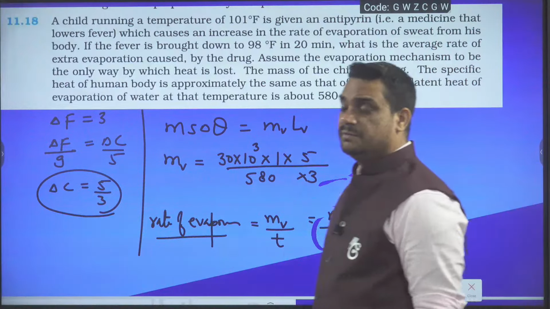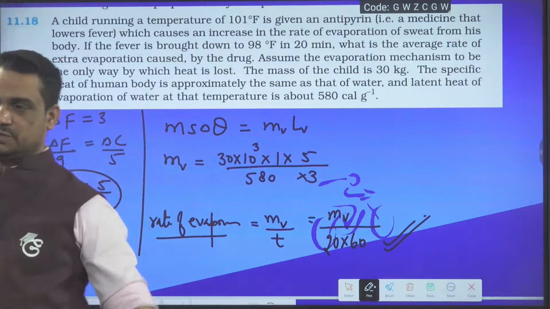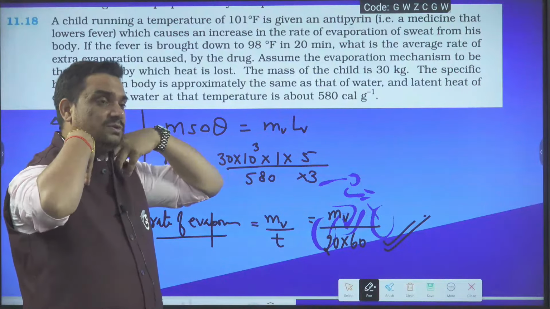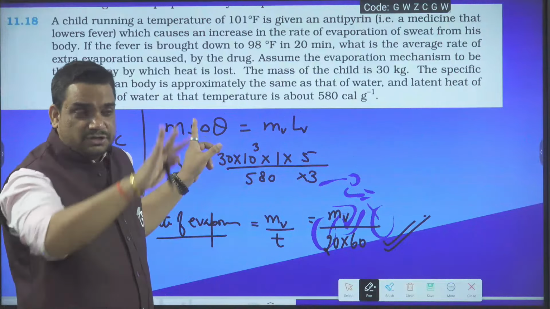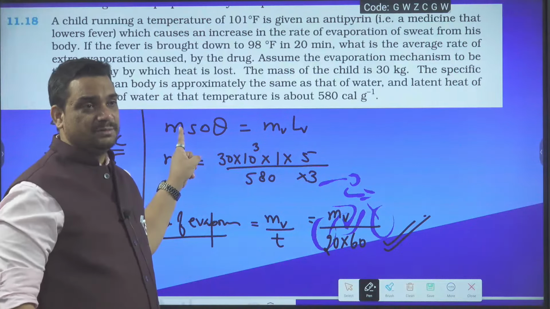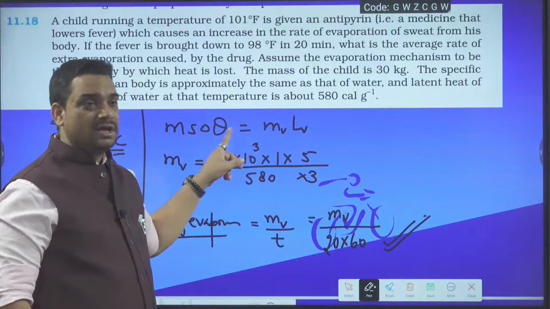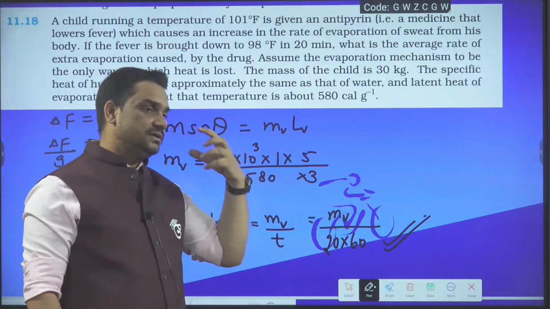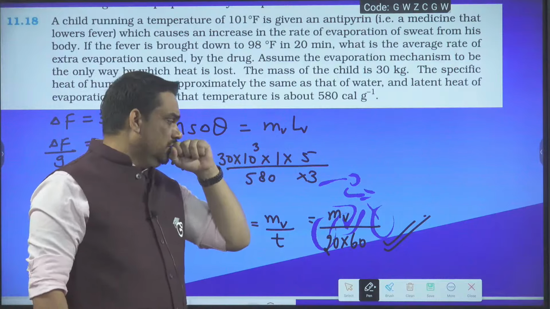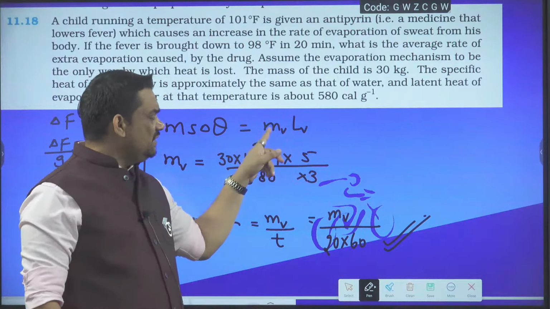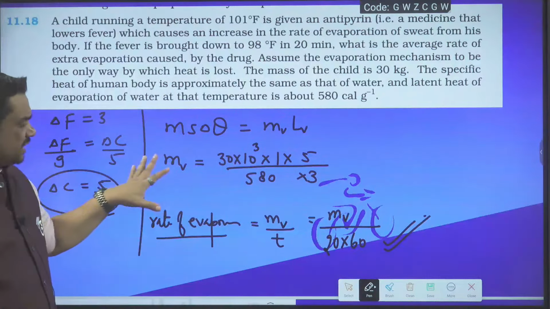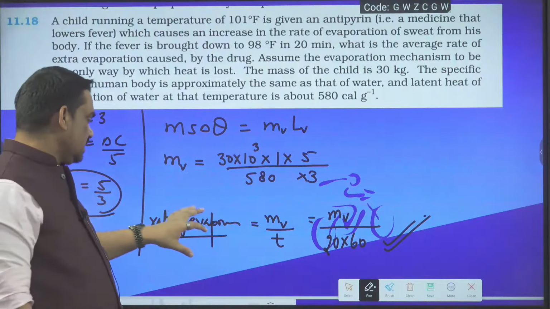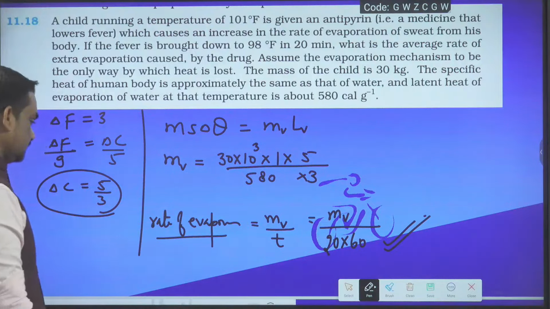Okay, this is the mass per second. So the calculation is very easy. Your body is going to release this much energy because the temperature has to go down, so it will be releasing how much energy? m s delta theta. And how will it release the energy? By losing some of the water content. Vaporization will happen, evaporation will happen basically. m_v into L_v. So we can calculate the rate of evaporation, the total evaporated mass, like this.